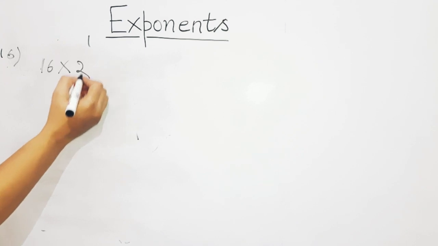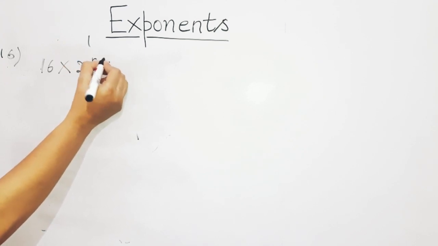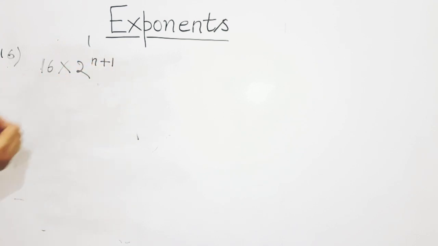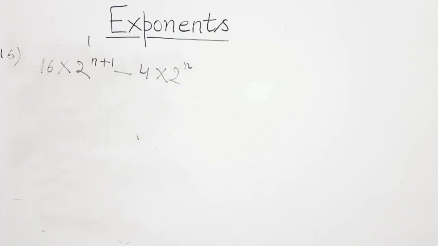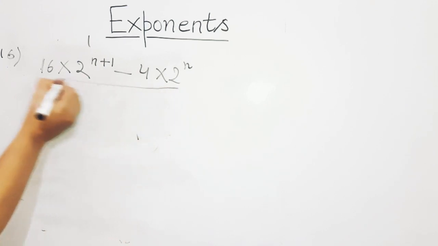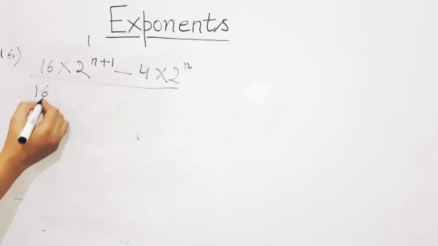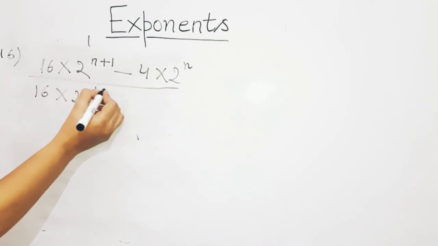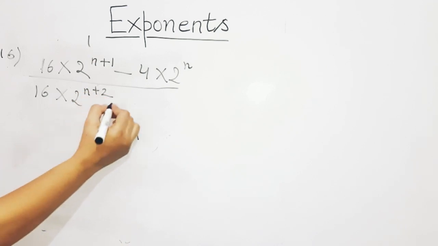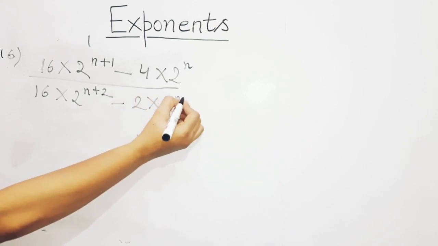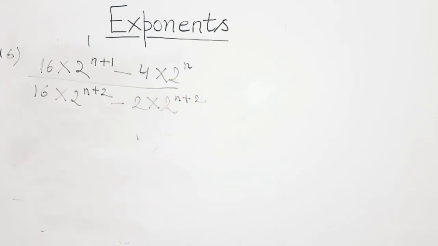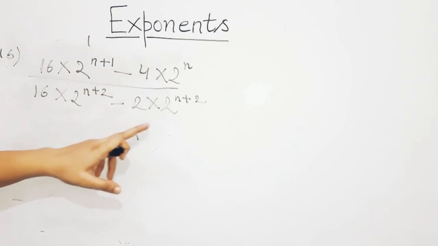if you want. So 16 multiplied by 2 to the power of n plus 1, minus 4 multiplied by 2 to the power of n, correct, upon 16 multiplied by 2 to the power of n plus 2, minus 2 multiplied by 2 to the power of n plus 2. Now as you all can see, this is 16, this is 2, this is 4, this is 2. This is 16, this is 2, this is 2, this is 2.